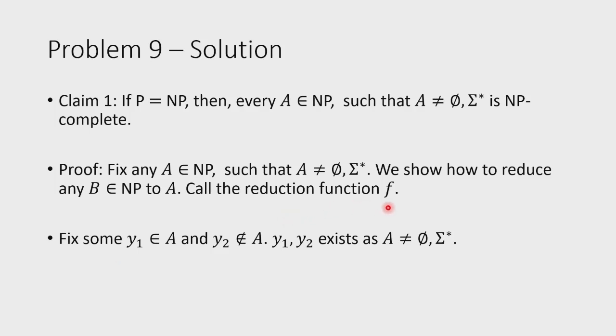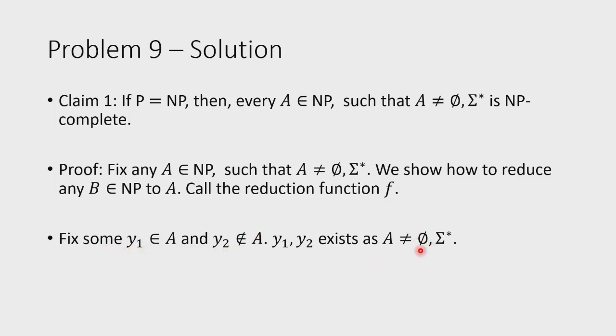Here, you also asked this question, right? Why is this condition important, A not being the empty set or the universal set? So here is where it comes in handy. We are going to fix a y1 in A and a y2 not in A. Now observe that such y1 and y2 only exist because A satisfies this condition. Because if A were empty, y1 wouldn't exist, and if A were the universal set, y2 wouldn't exist. So these y1 and y2 we can only pick because of this condition.